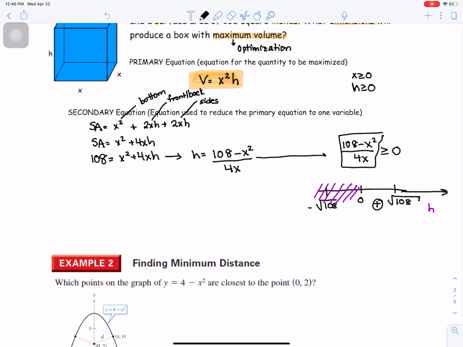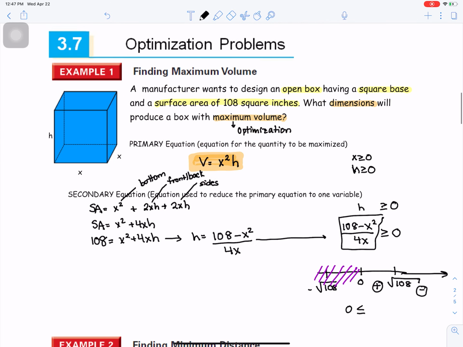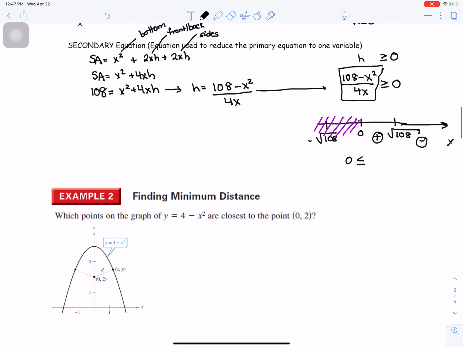And when x is bigger than square root of 108, the numerator is going to be negative, so therefore the entire expression is negative. So because this h needs to be positive, we need to stay within 0 is less than or equal to x, and this should be the x because that's the variable I'm dealing with when I'm doing the number line. So x has to be between 0 and square root of 108.